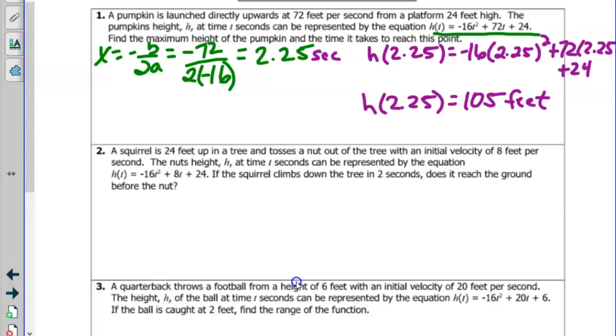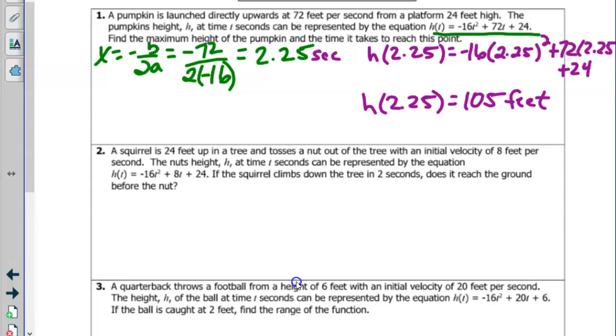What did you do? Who's talking? Is it Kayla or Jules? Who's talking? 22. Well, the squirrel, that's not the equation for the squirrel. The nut's equation is this, but we know it's going to take the squirrel 2 seconds to get to the ground. But we don't have the equation for the squirrel because this is the nut.